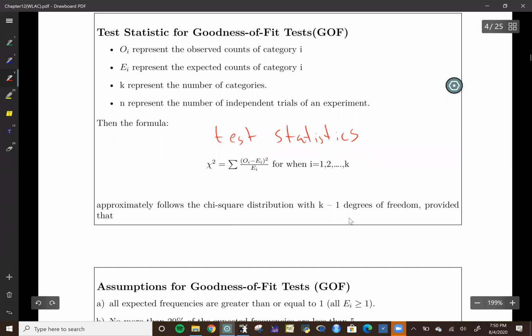For this one, in order to determine the degrees of freedom, the degrees of freedom is k minus 1. So it's how many categories we have, subtracted by 1.